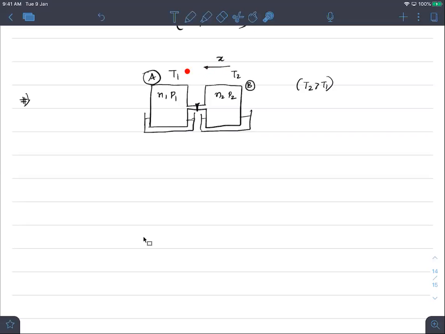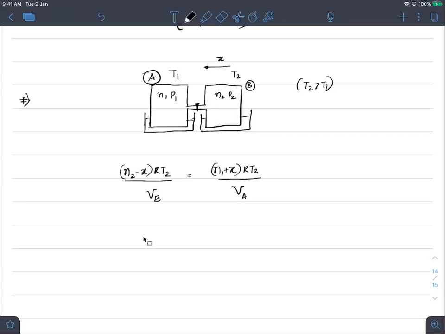So some X have been lost. So this new number of moles will be N2 minus X. So we'll have N2 minus X as the number of moles, R into T2 divided by some volume. This will be the volume of B. And that would be equal to N1 plus X into R into T2 divided by VA.